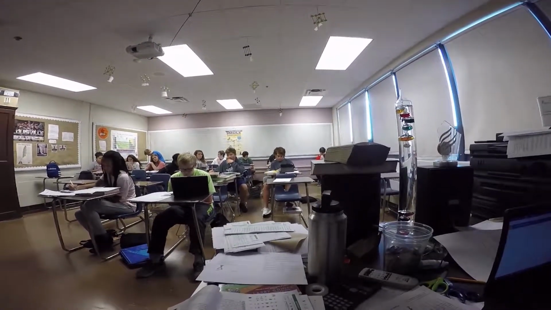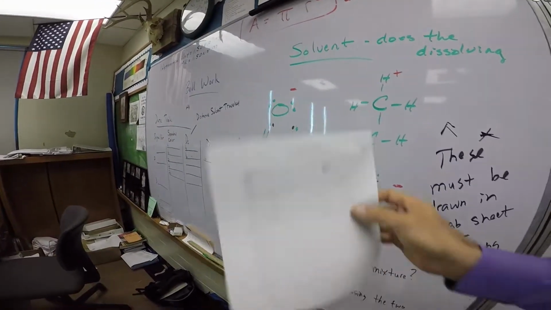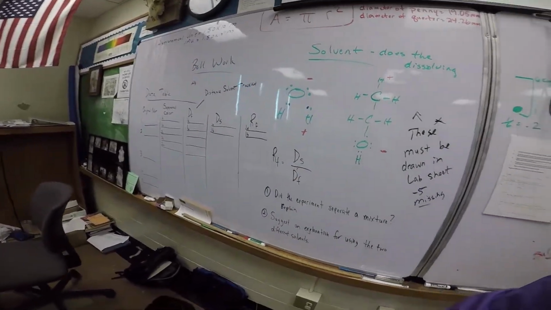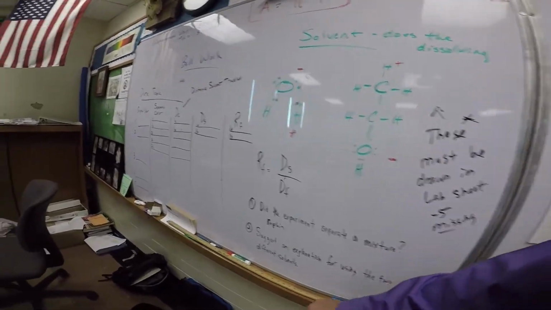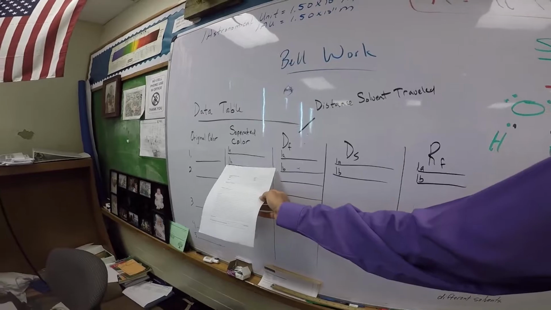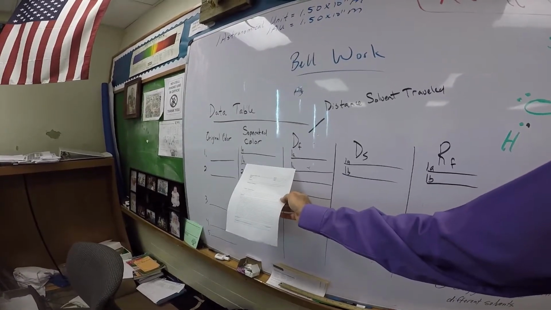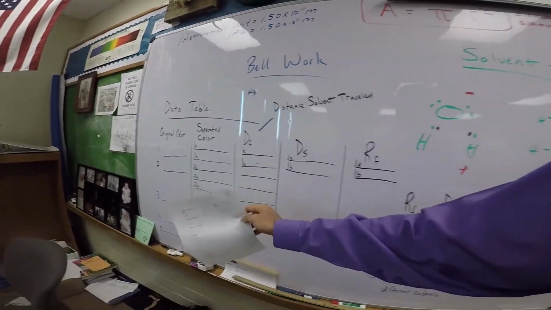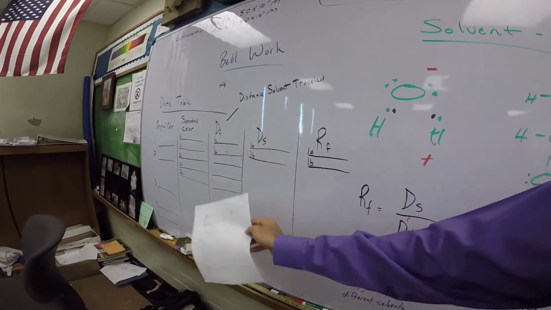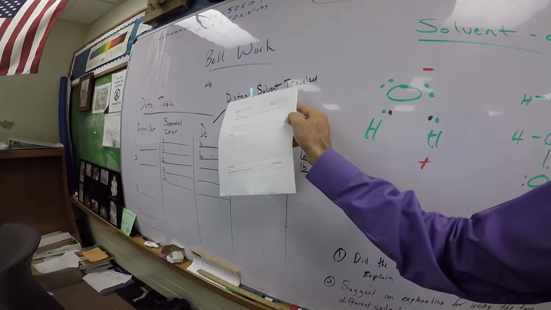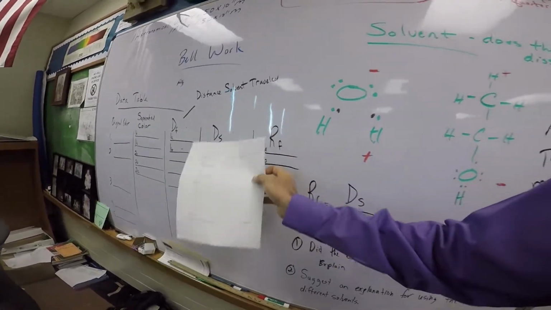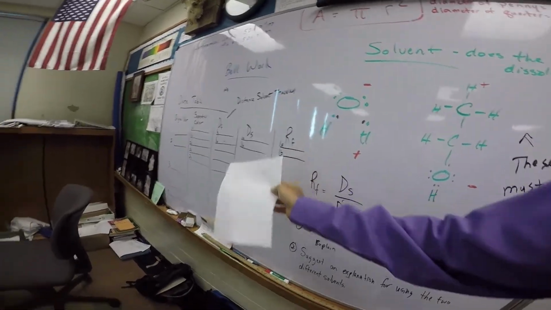Alright, so the lab we started on Friday with the separating mixture. You're going to write the original color, then you're going to write the separated color. If you didn't get a separated color, you just put the original color. And then you're going to do the DF in the next column. That's the distance the solvent traveled, that is the water, how far it traveled, or the alcohol. And then you have the DS, which is the distance the color traveled.